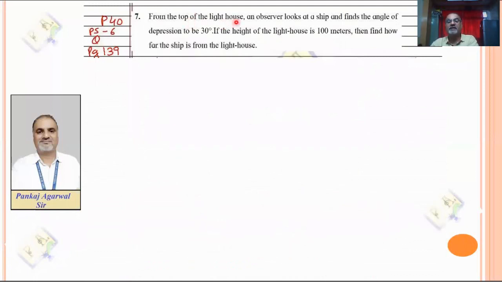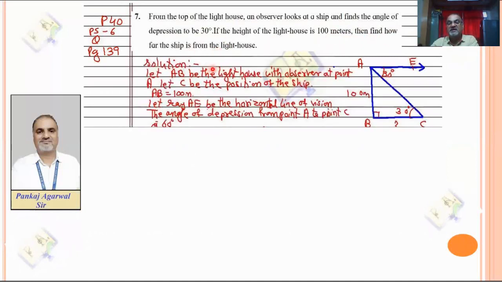From a top of a lighthouse, an observer looks at a ship and finds the angle of depression this time to be 30 degrees. If the height of the lighthouse is 100 meter, find how much far the ship is from the lighthouse. Same thing once again. Let AB be the lighthouse with an observer at point A. Let's see with the position of the ship. AB equal to 100 meter. Let ray AE be the horizontal line of vision.